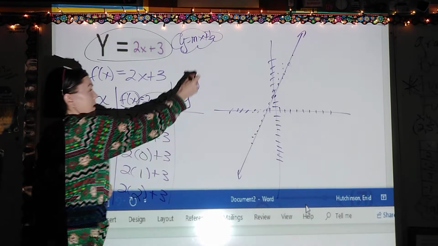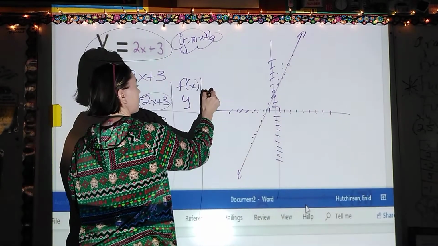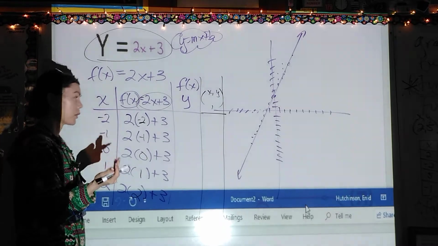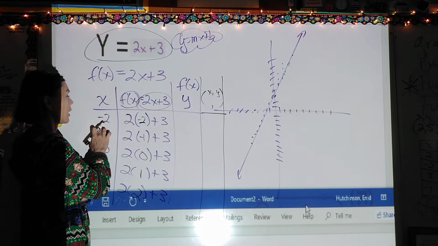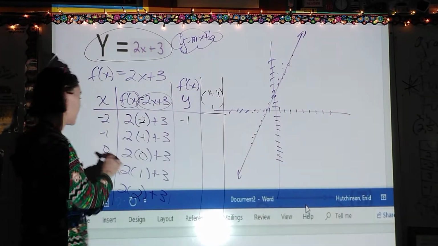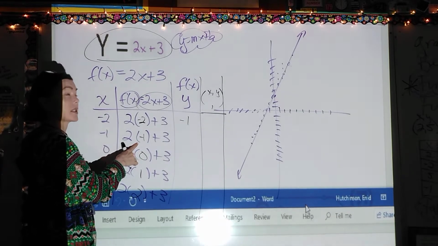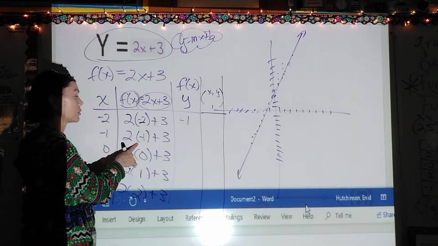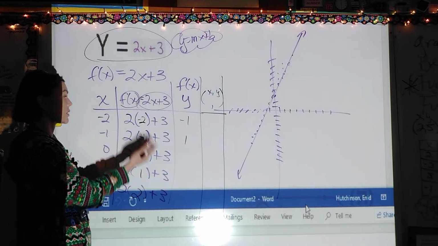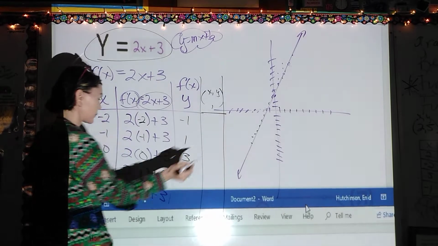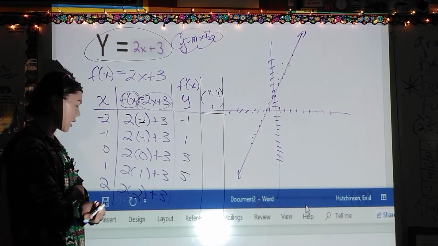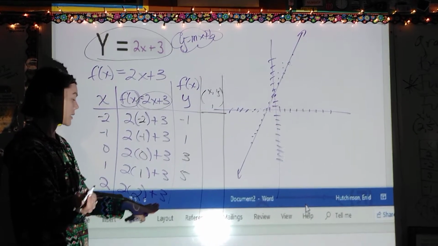Okay, what I should do is give another column here so that we can put them together. So we have 2 times -2 is -4. -4 plus 3 is -1. We put in our -1. 2 times -1 is -2. -2 plus 3 is +1. Okay? 2 times 0 is 0. 0 plus 3 is 3. And 2 times 1 is 2. 2 plus 3 is 5. And then 2 times 2 is 4. 4 plus 3 is 7.